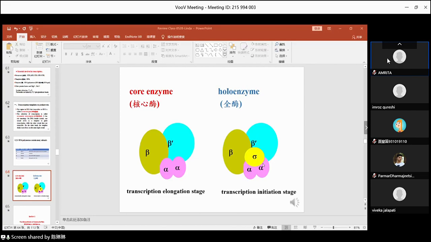This sigma subunit is mainly involved in the transcription initiation stage. This is the difference between the holoenzyme and the core enzyme.